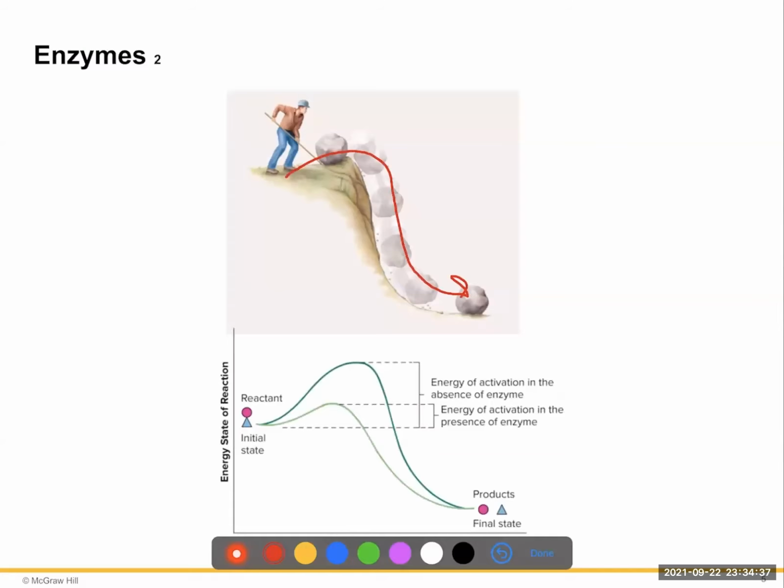It doesn't create an equilibrium difference. There's not more product or less product being formed, but it makes your reaction go faster. So here's a normal reaction. Here's one with an enzyme or a catalyst. It lowers its activation energy, which allows the reaction to go faster.